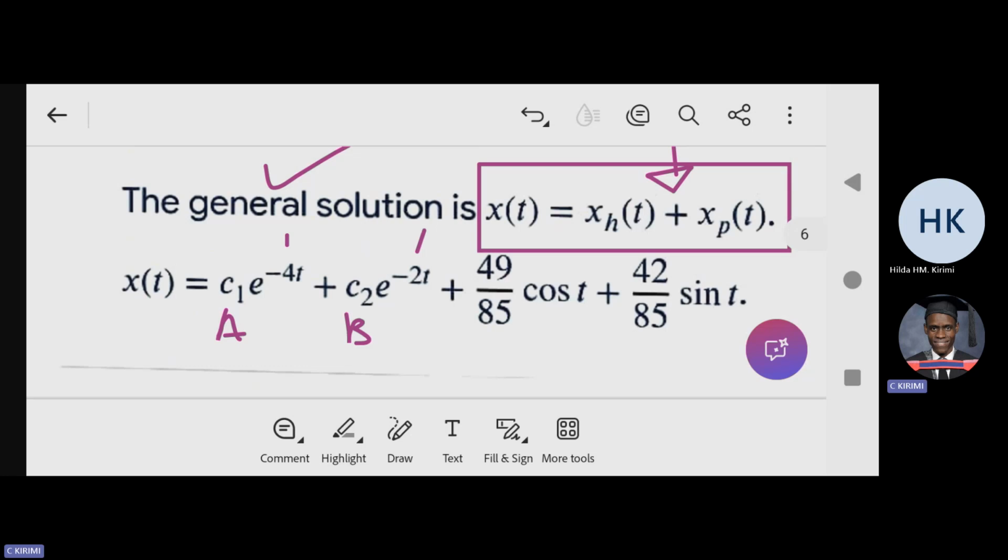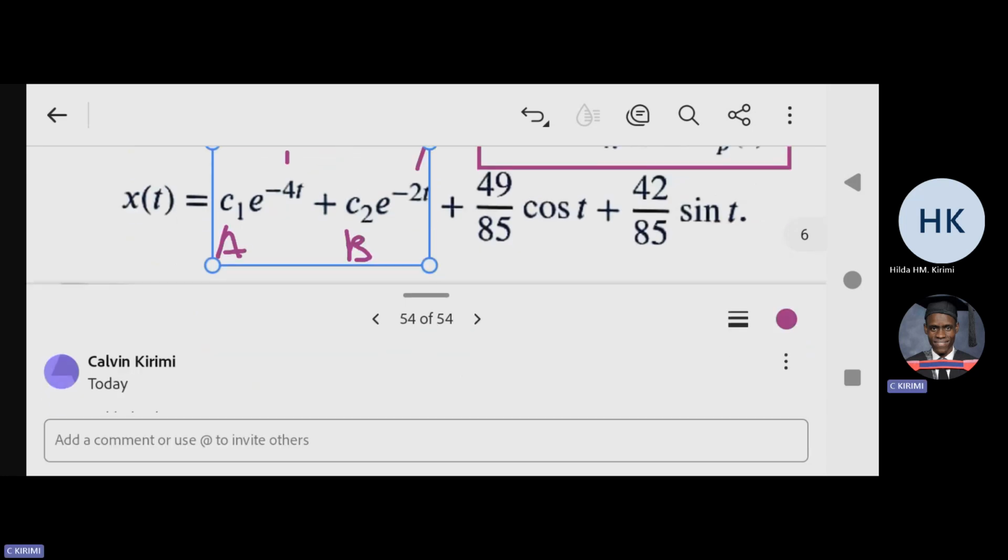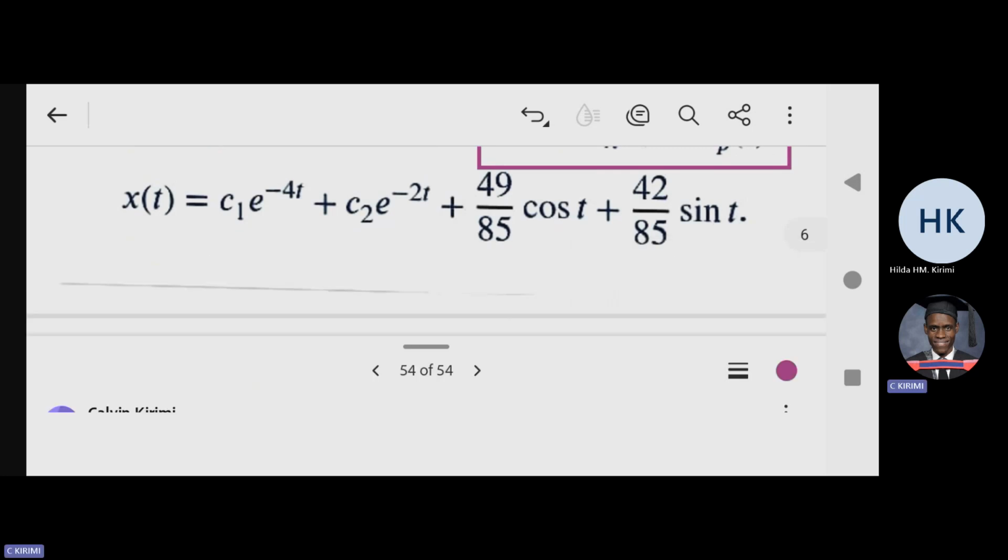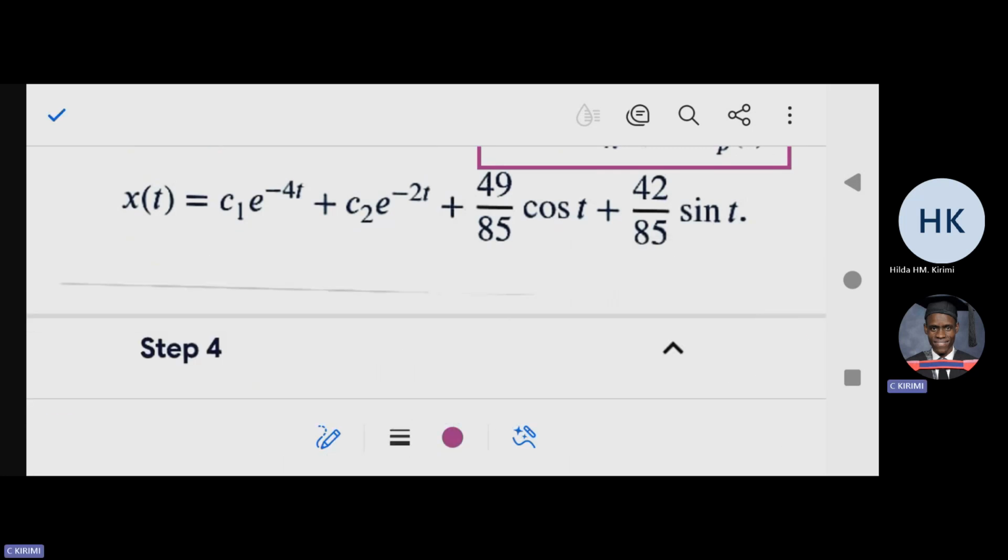But we must solve for these constants, which are A and B. Like what we did on the particular solution, each constant must be a number. This one is now 1. Can you see?